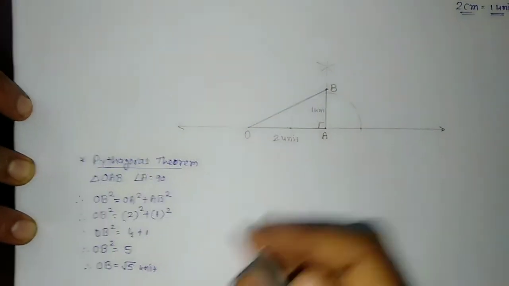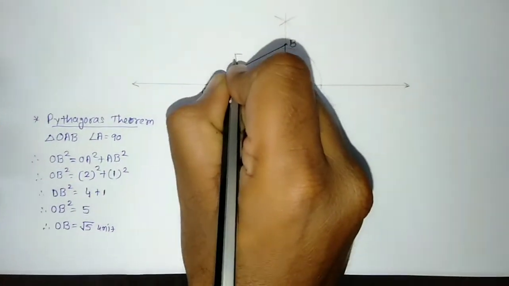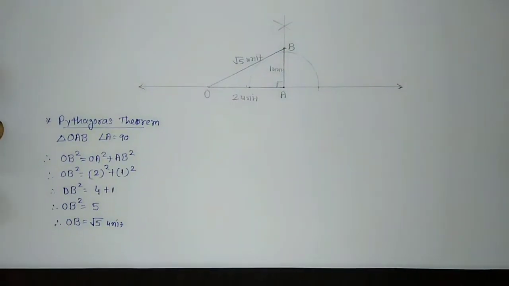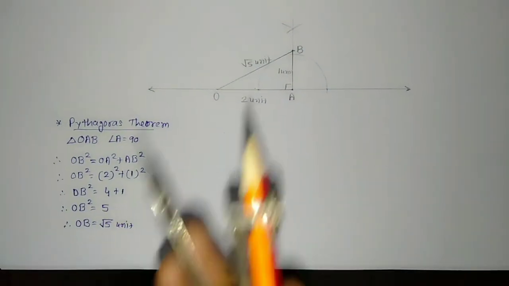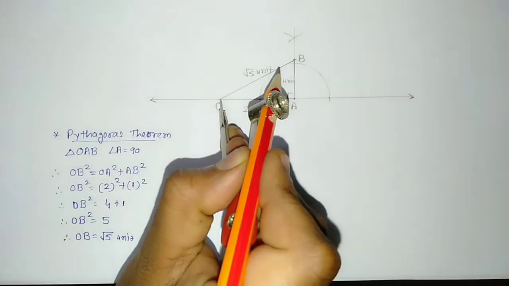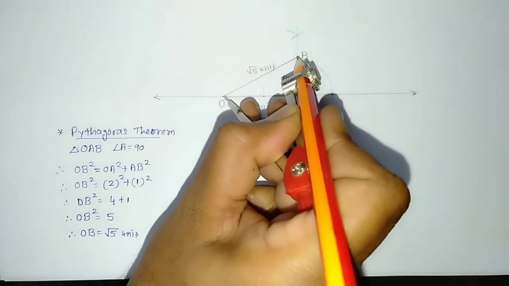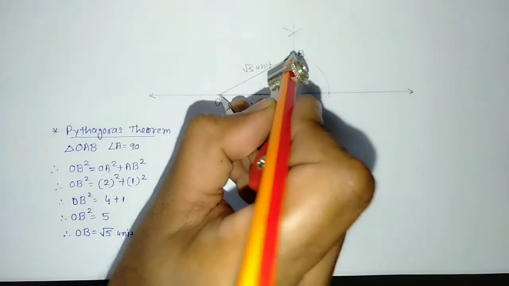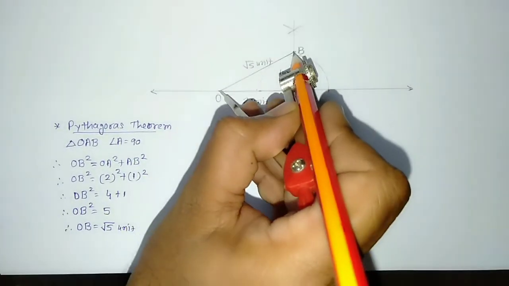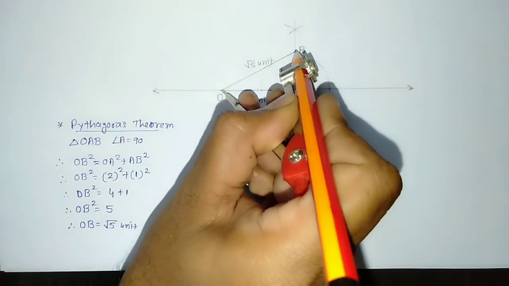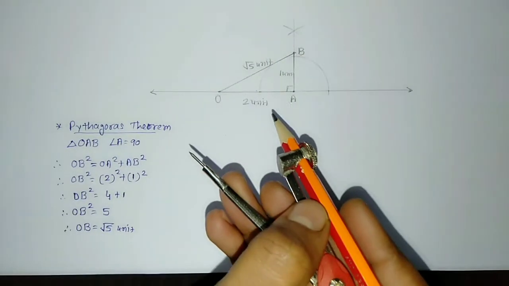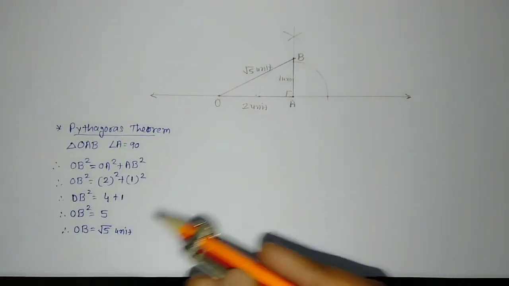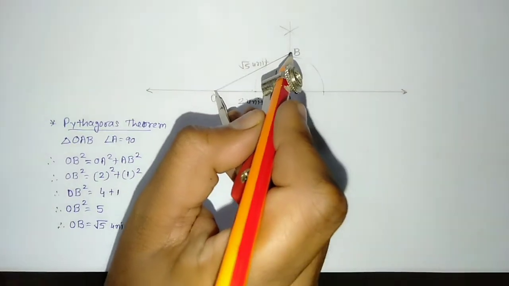So I will write it here, root 5 unit. We want root 5 unit. So what to do? In this case, I will take the measure from O to B. This is root 5. We have already done the calculation. On the basis of calculation you got it, this OB is equal to root 5, because this is 2 unit, this is 1 unit. As per the Pythagoras theorem, we have done the calculation, and you got that OB is equal to root 5. We need to put it on the number line.